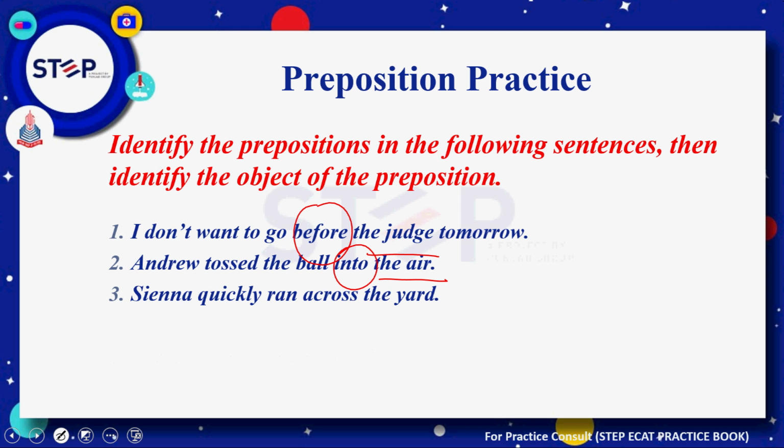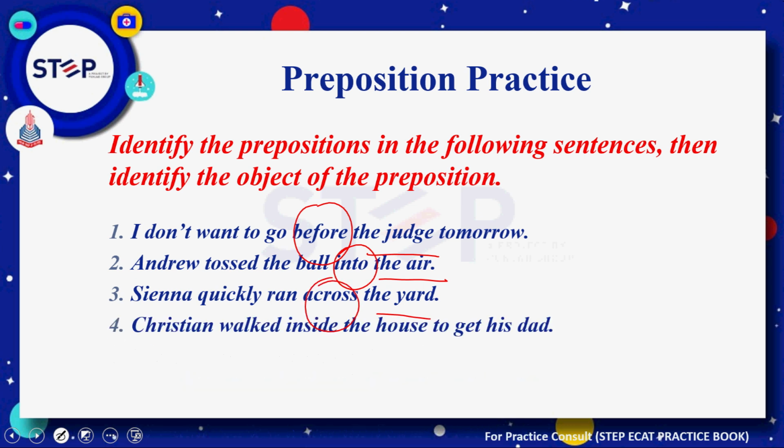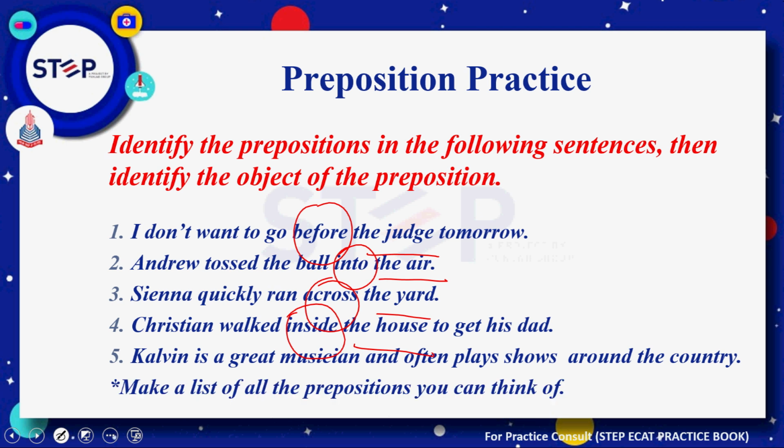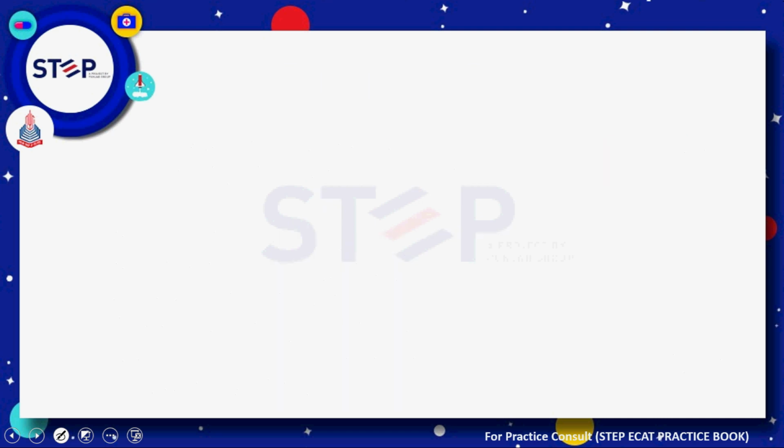Then this Sienna quickly ran across the yard. The yard is a noun, and across is a preposition. Then Christiane walked inside the house. The house is a noun, and this inside is a preposition. Then Calvin is a great musician and often plays shows around the country. The country is a noun, and this around is a preposition. Make a list of all the prepositions you can think of. This can be a practice for you.